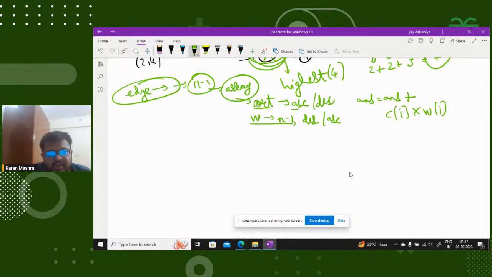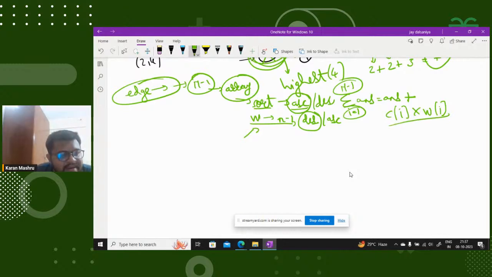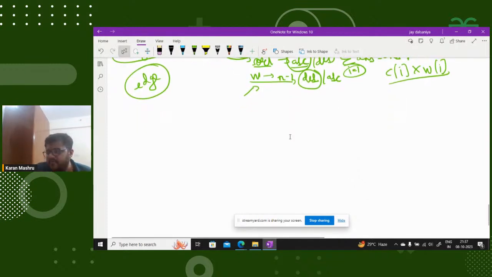So this is sorted in ascending order, so the least occurring age, this is sorted in descending order, will get the maximum weight, and I will take the summation from i equals 1 to n minus 1, right? Because there are total n minus 1 edges, then my work will be done, right? So now I need to count how many times each edge is occurring in all the traversals from source to destination.